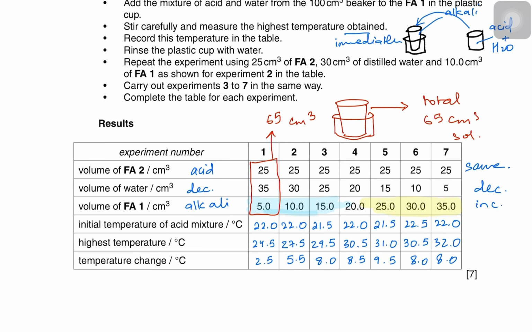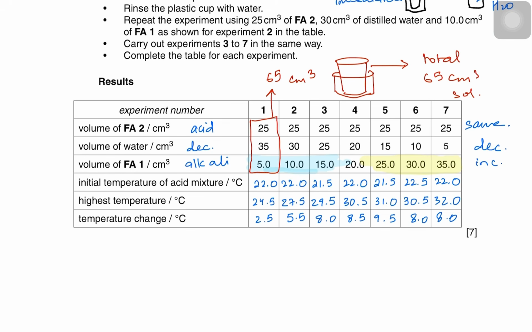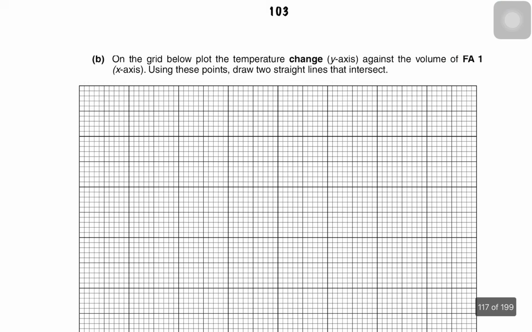Moving on, I have already filled the data for you, and you can see the initial temperature was almost 22ish. The final temperature, the highest temperature, was 24, 27, 29. It increased and then almost became constant. The temperature change, you can see clearly it's increasing and then it's reaching a constant value. That is because in the initial part, when the alkali was really less, alkali was your limiting reactant. But when excess alkali was added, the acid becomes the limiting reactant. So somewhere in the middle, the neutralization would be complete.